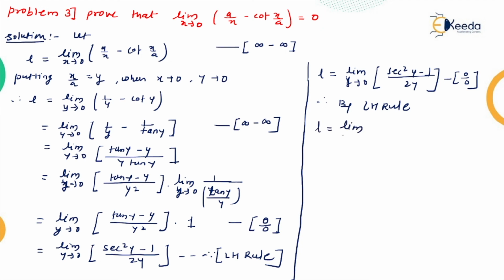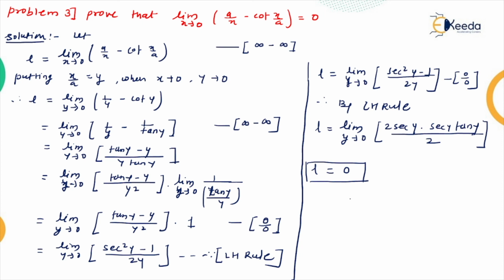So this can be written as limit as y tends to 0, inside the bracket, the derivative of sec square y is 2 sec y into sec y tan y, and minus 1 is a constant whose derivative is 0, and the derivative of 2y is only 2. Now there is no 0 by 0 or infinity by infinity form. We directly apply the limit as y tends to 0, and your total answer becomes 0. I hope you understand this. Hence proved.